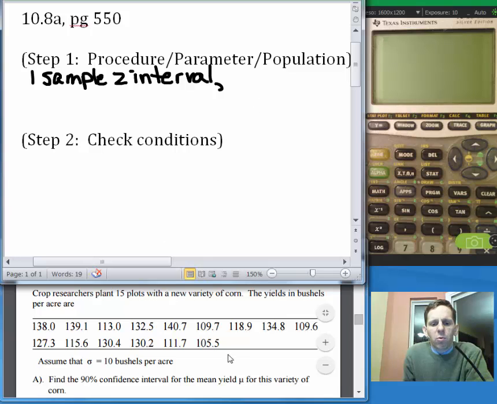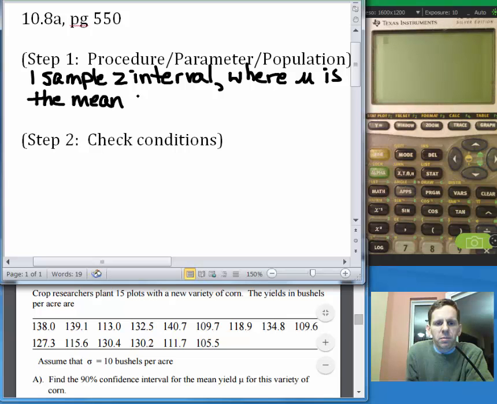For our parameter, we're trying to find the mean yield mu, so our parameter in this problem is our population value mu, and mu is the mean yield. You can see in the bottom it talks about mean yield. That's how much corn is produced. Our population is based off of our sample. Our sample is 15 plots, represented by these 15 points here, so the population is going to be all plots. And in step 1, we have addressed the procedure, one sample z interval, parameter mu, which is the mean yield, and our population, which is all plots.